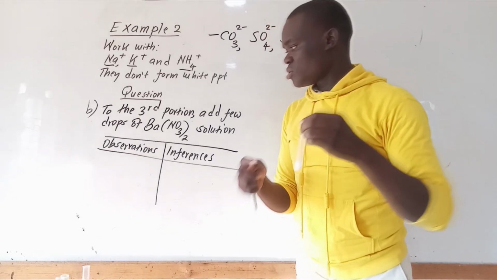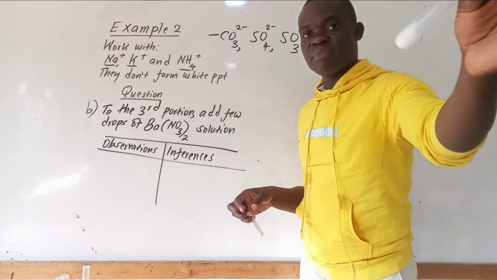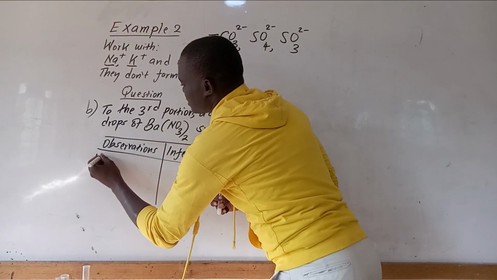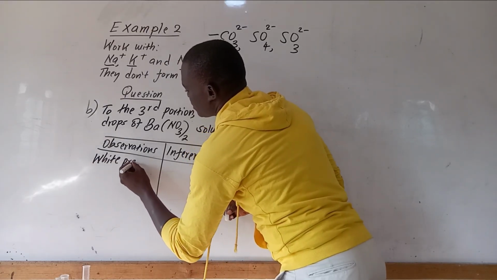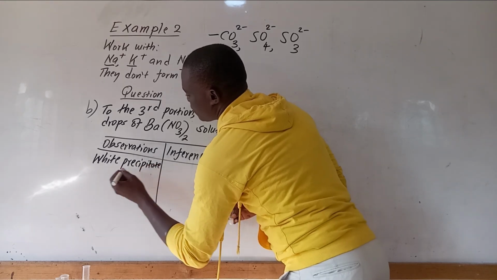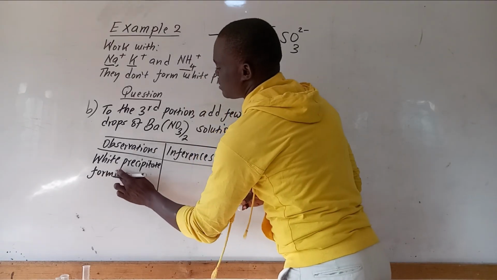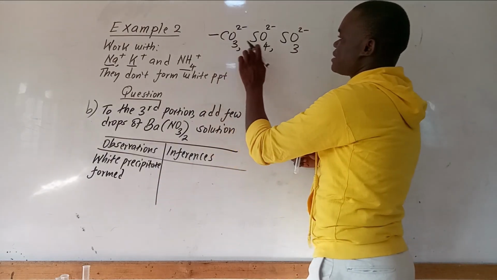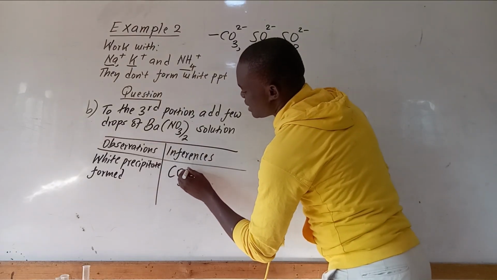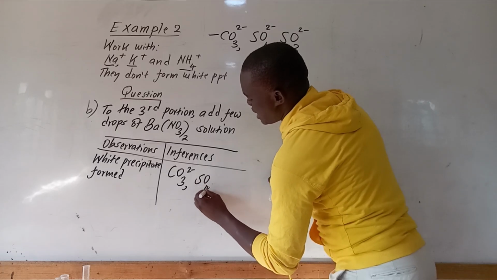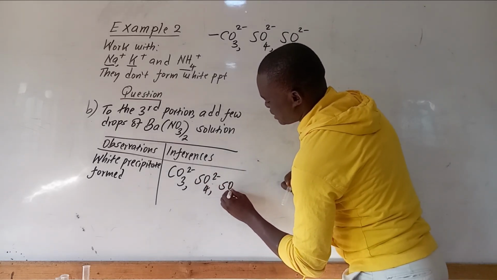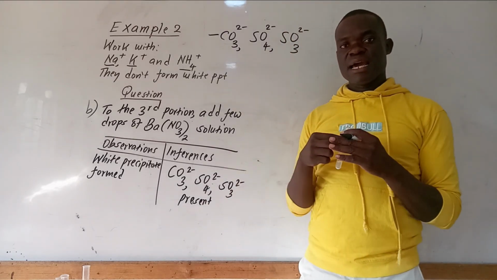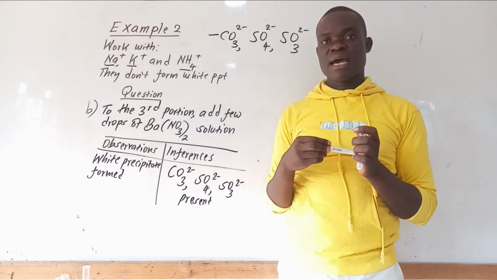White precipitate forms. So we will write what we have observed, what we have seen from the result after adding a few drops of barium nitrate. Okay, we will write white precipitate formed. So when white precipitate is formed, we will write these three as present. So we have carbonate ion, sulfate ion, sulfite ion are all present. The three anions are present.